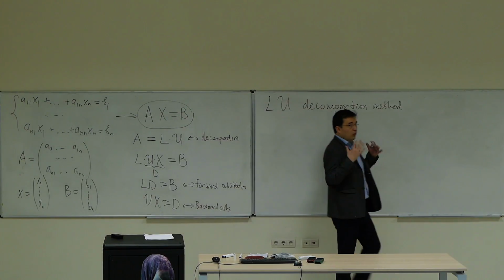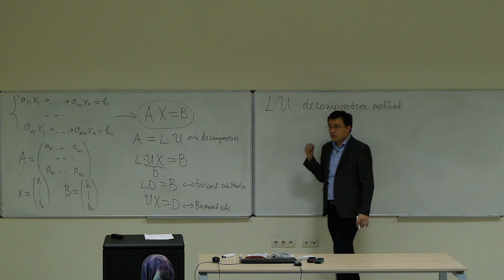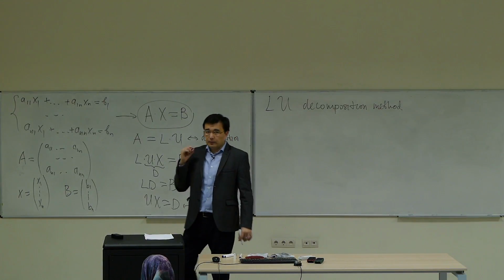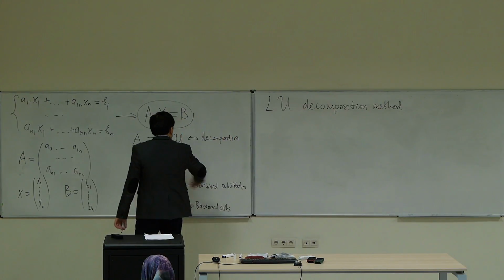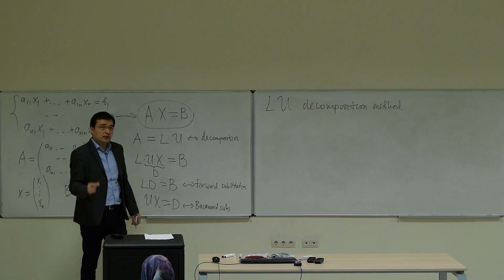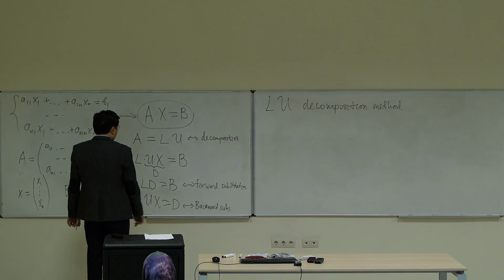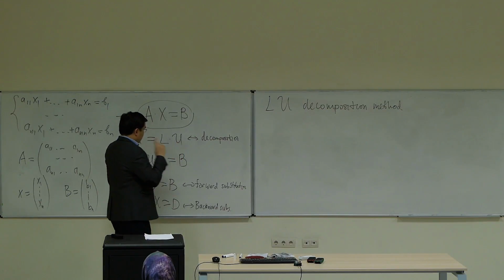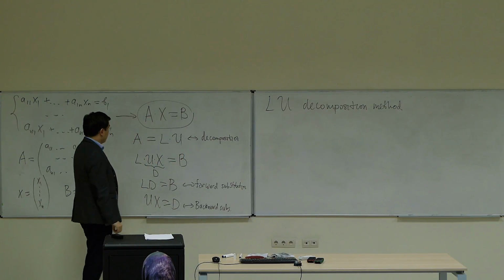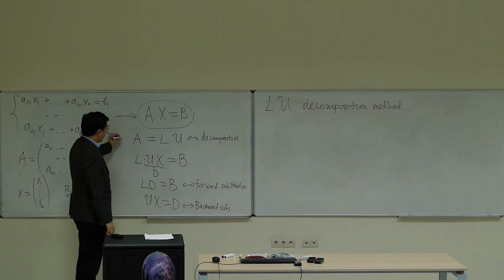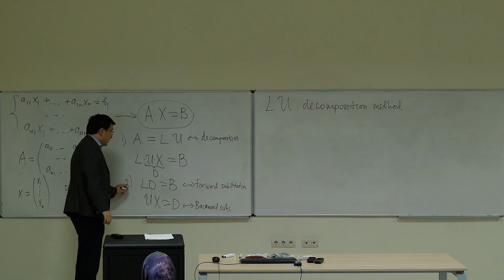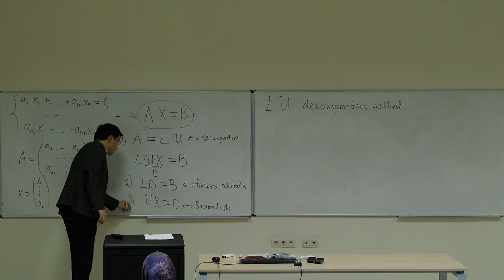All right, so what is the point of introducing a new method? The point is that this method works better than the Gauss elimination method in certain situations. Let's try to understand in which situation. Here is a situation where it can work best. We have three steps: the decomposition step, the forward substitution step, and the backward substitution step.